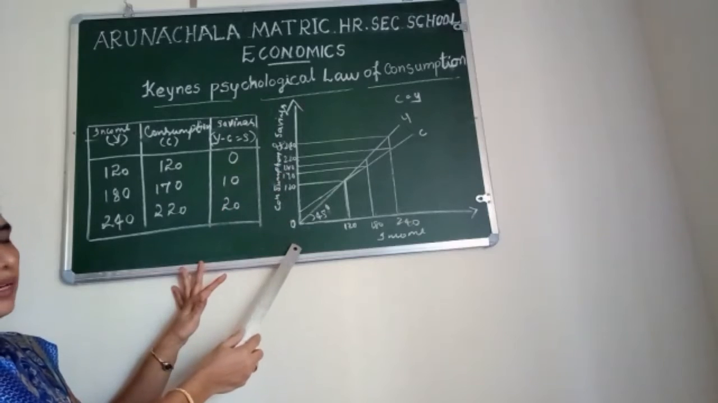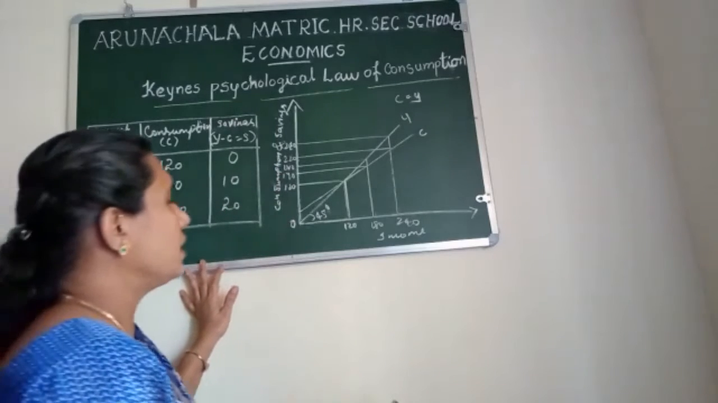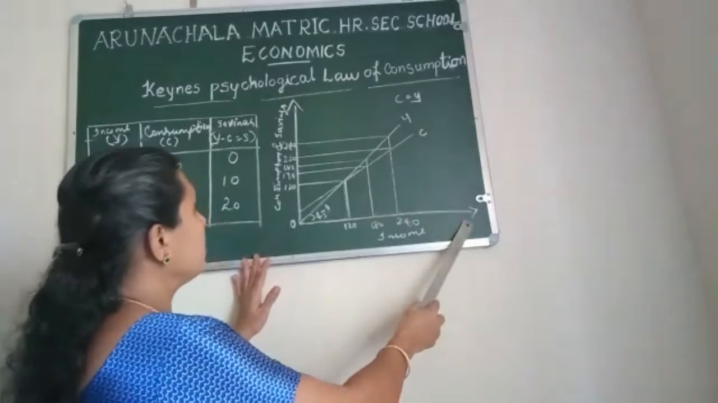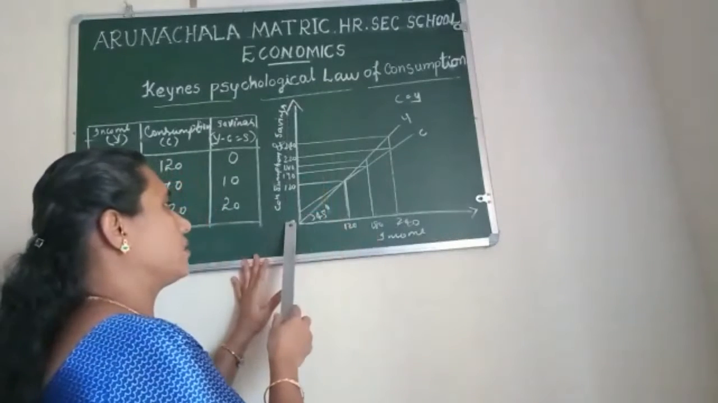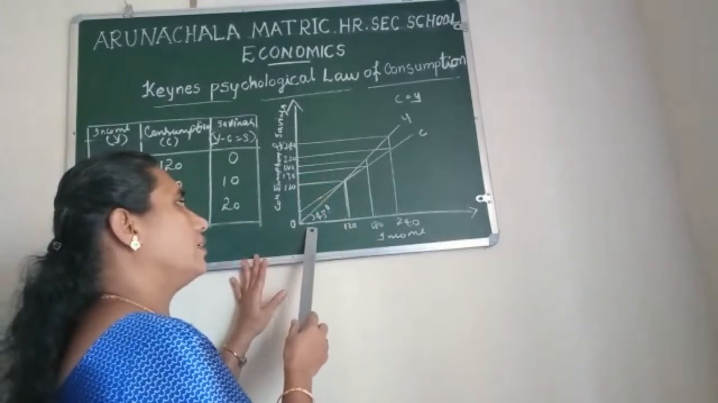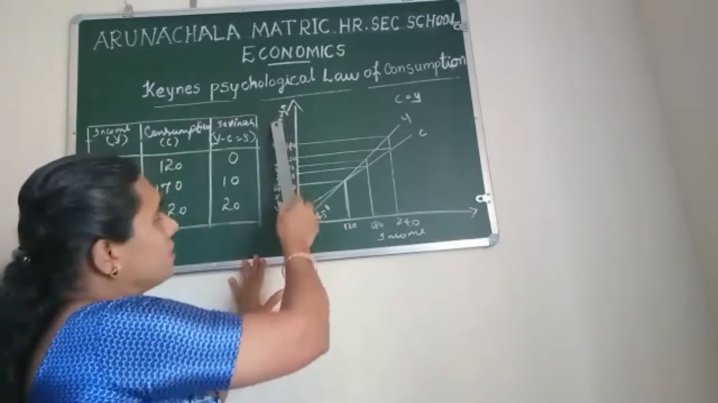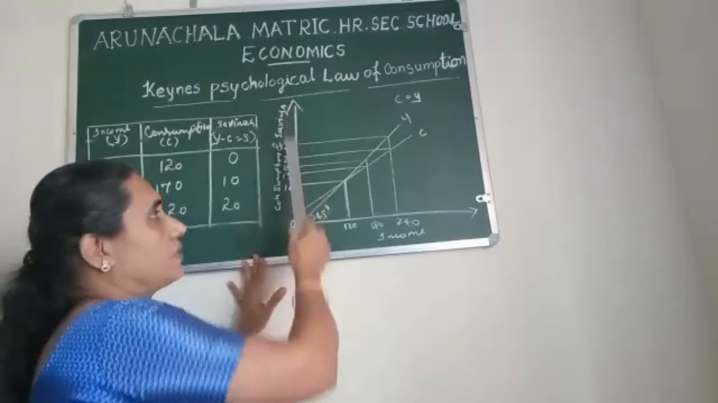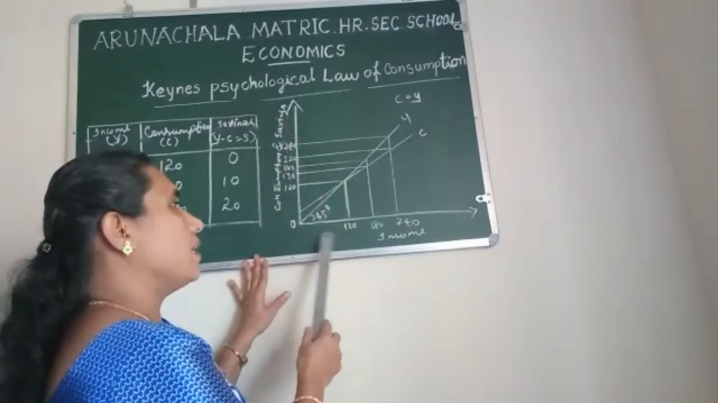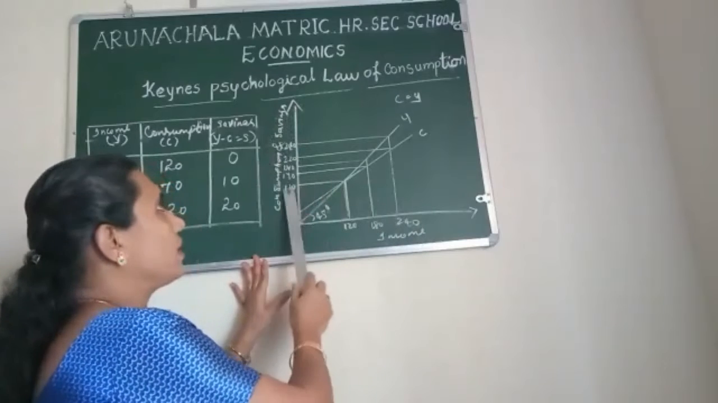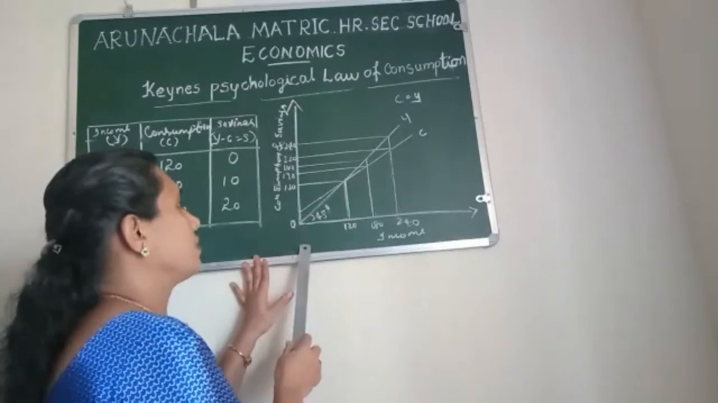There are three proportions we learned now. So you see here, this is the horizontal axis and this is the vertical axis. The horizontal axis represents income and the vertical axis represents consumption and savings. Otherwise we can say the x-axis and y-axis. The x-axis represents income and the y-axis represents consumption and savings.